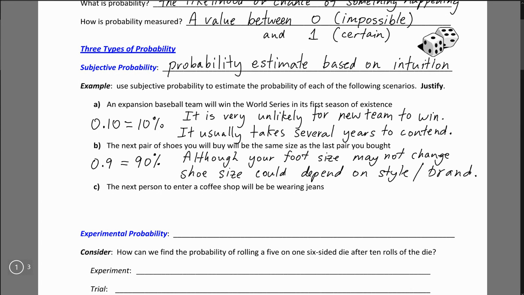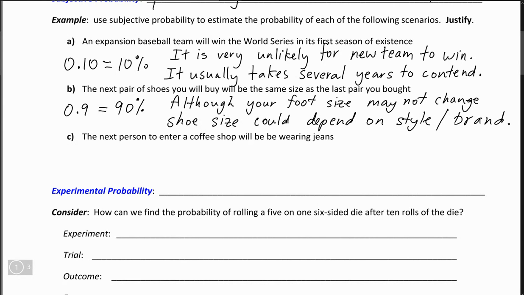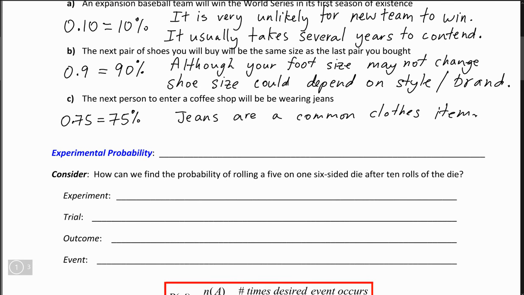Okay. And C, the next person to enter a coffee shop will be wearing jeans. Well, let's give this 0.75, so a 75% chance. And the reason why is because jeans are very common. Jeans are a common clothing item, meaning many people wear jeans, and so it's a good chance that it might be true.